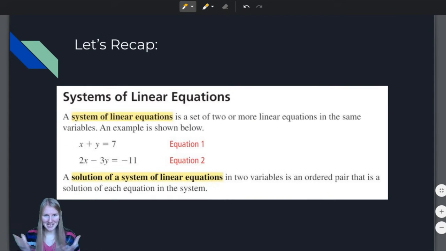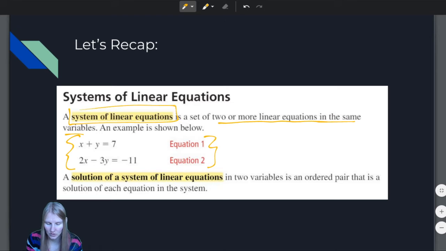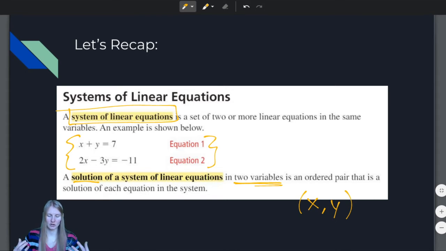So let's recap everything that we've talked about, make sure we're on the same page. A system of linear equations is a set of two or more linear equations in the same variables. So an example is shown below. This is a system of linear equations. And a solution of a system of linear equations in two variables is an ordered pair, x, y, that is a solution of each equation in the system.